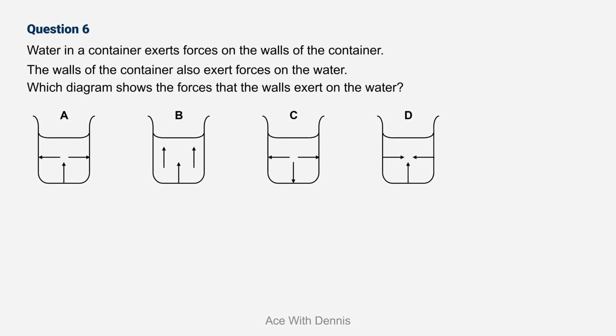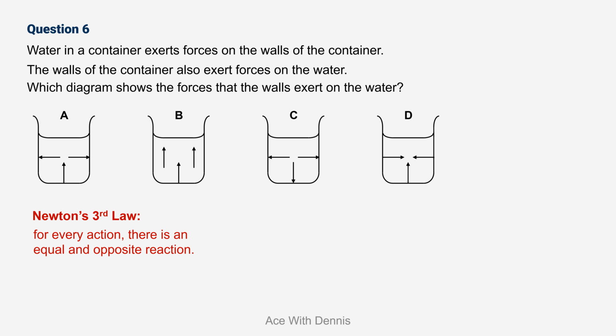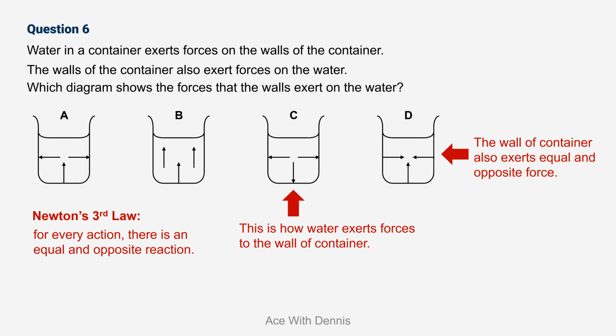To obtain the answer for question 6, we need to relate it to Newton's third law. Based on Newton's third law, for every action, there is an equal and opposite reaction. For option C, this is how water exerts forces on the wall of the container. Hence, this is not the answer because we want the diagram that shows the forces that the walls exert on the water. So it will be diagram D. The wall of the container also exerts equal and opposite forces. Hence the answer is option D.